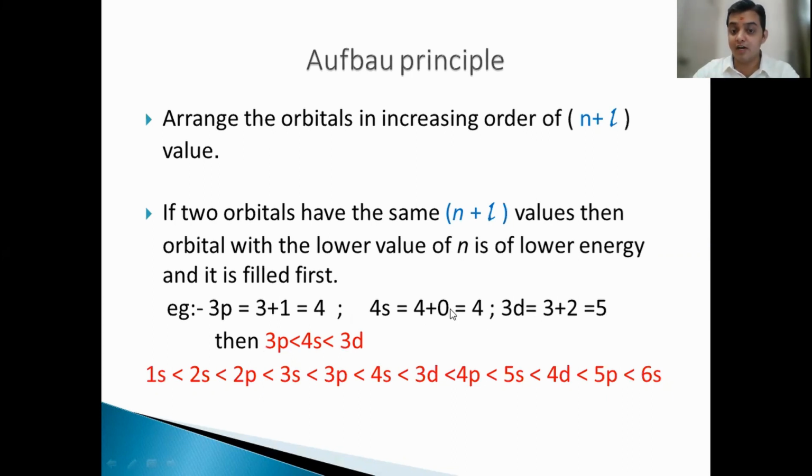So whose 4 and 4? Can you see 3p and 4s? But whose n value is less? Whose shell number is less? 3p. So 3p will be filled first, then 4s, and then it will come 3d.